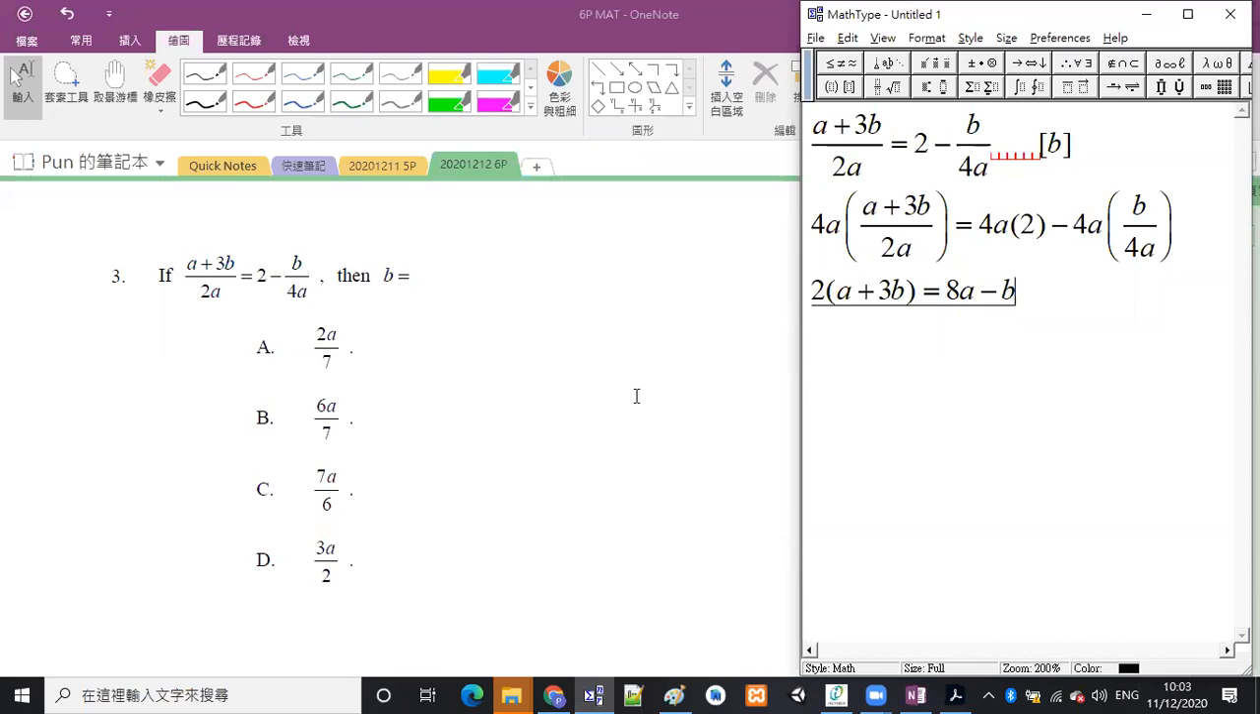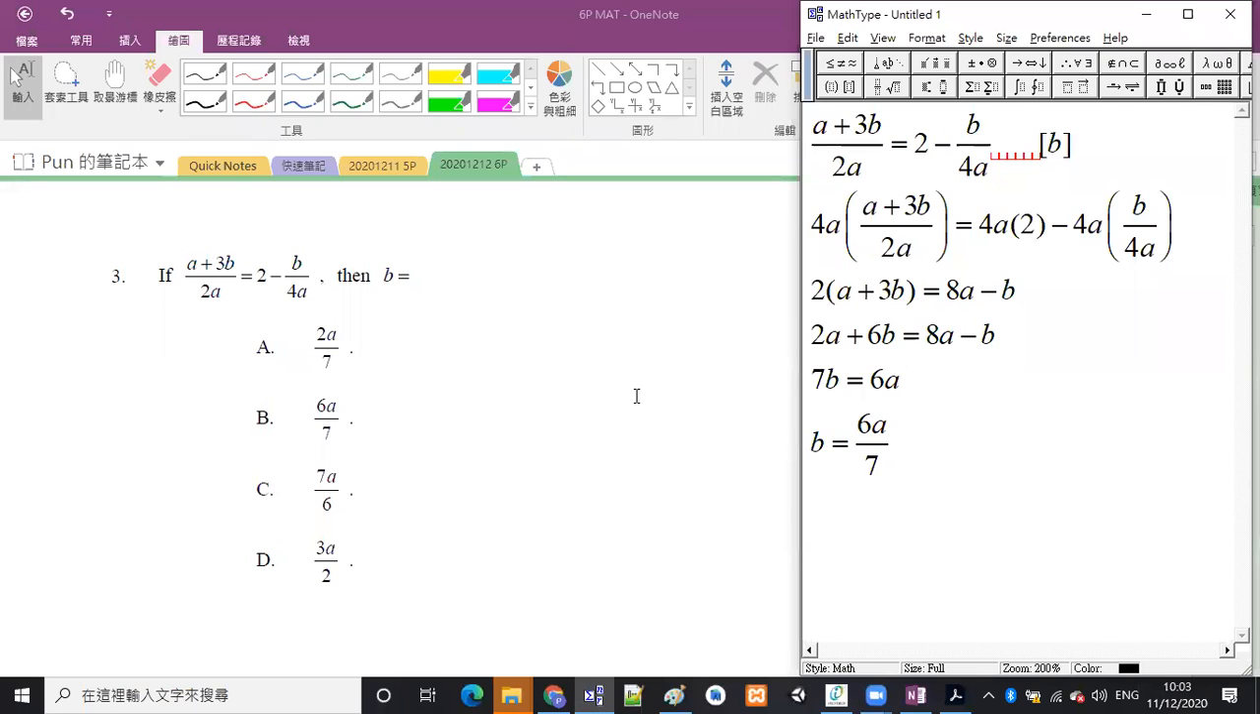And the next step, you need to remove the brackets. 2a plus 6b is equal to 8a minus b. And then I want to change the subject to be b, so I need to move all the terms with b to one side, and all the no b terms to the other side. So we have 7b is equal to 6a. And then divide the 7 to the right-hand side. So we have 6a over 7. That's right.